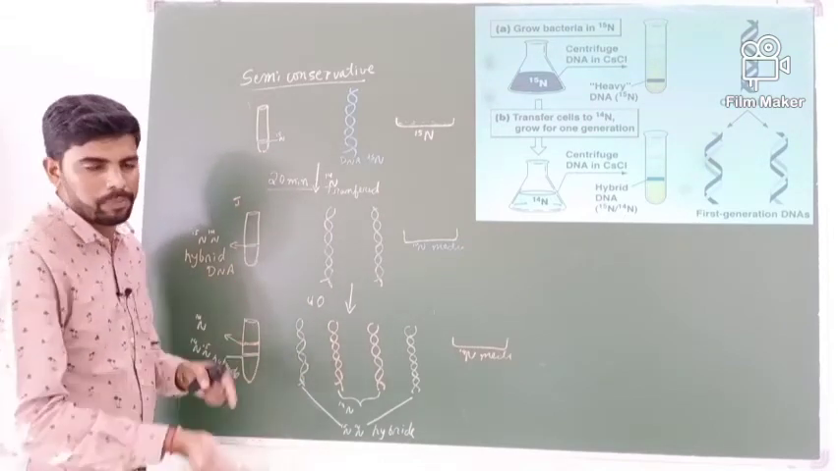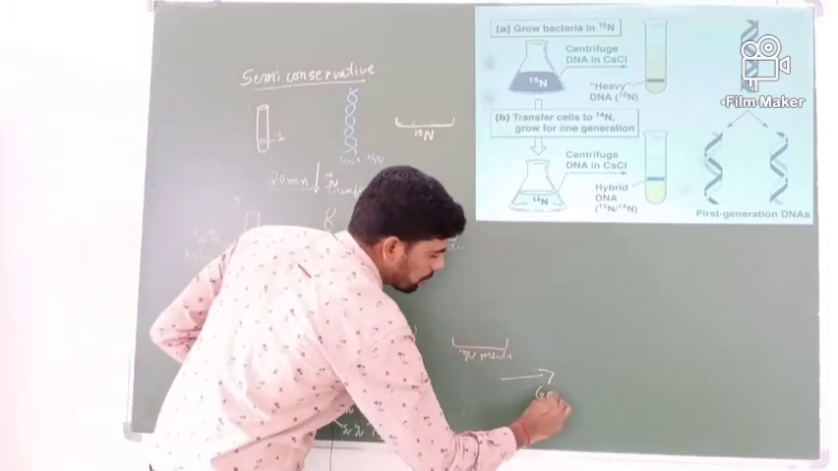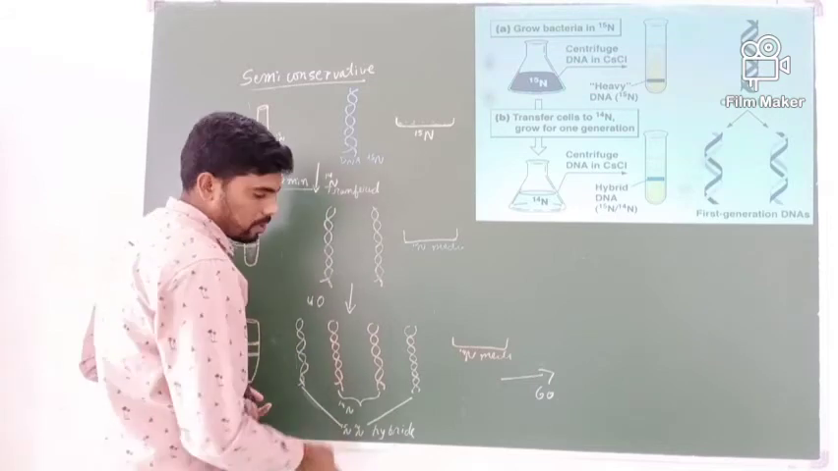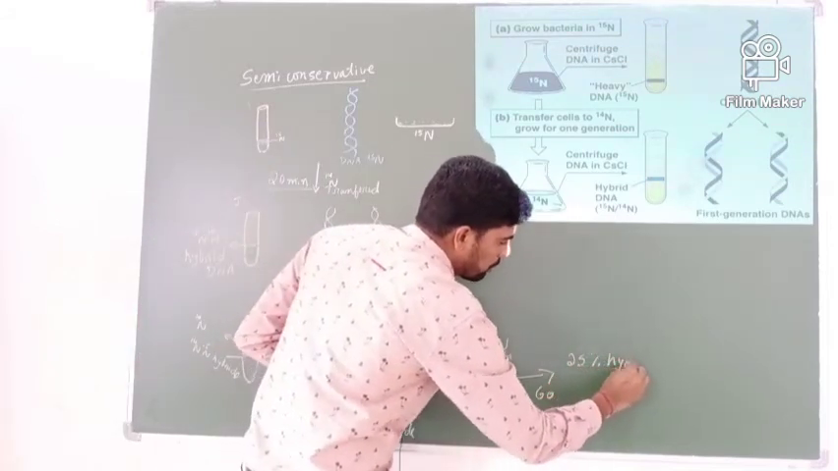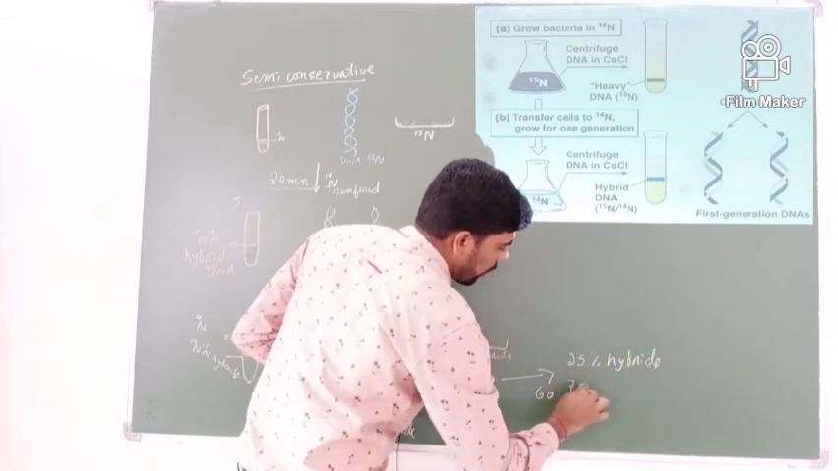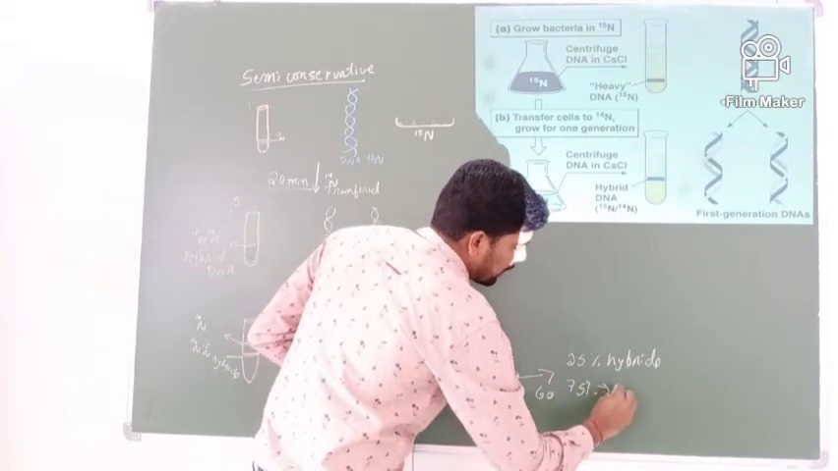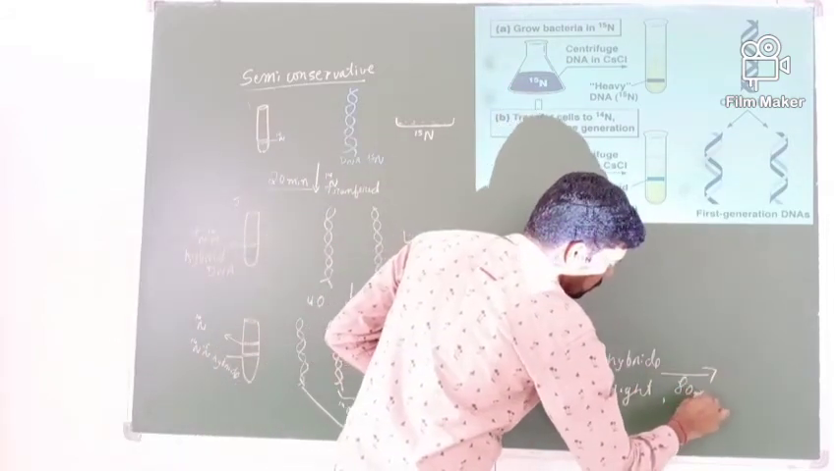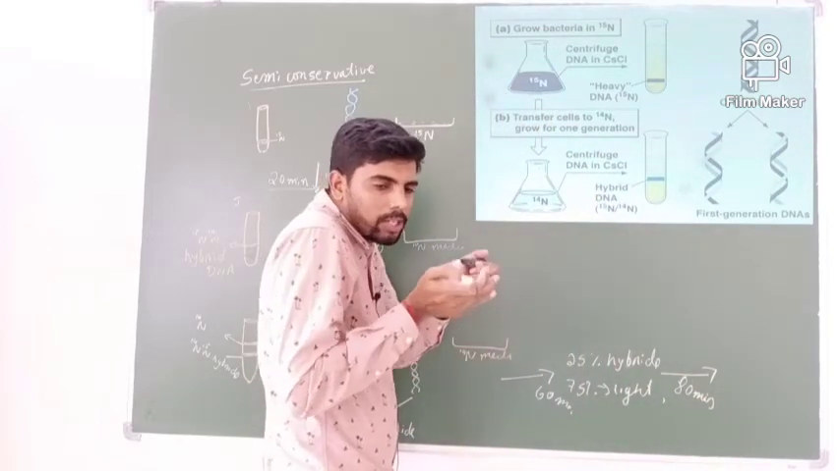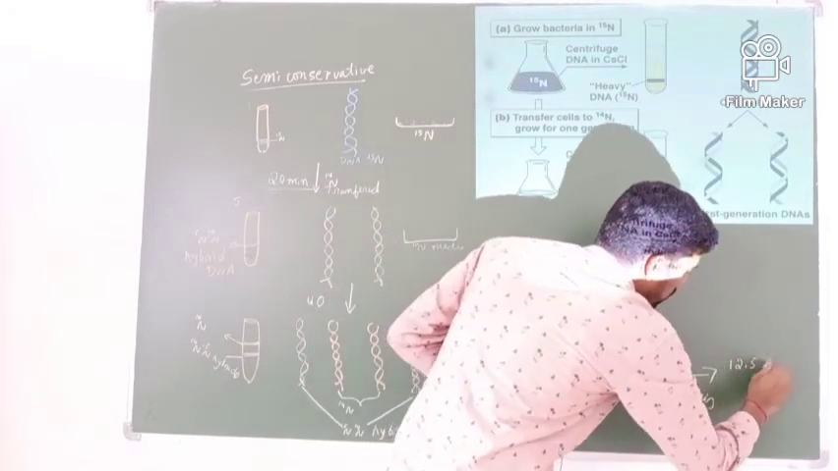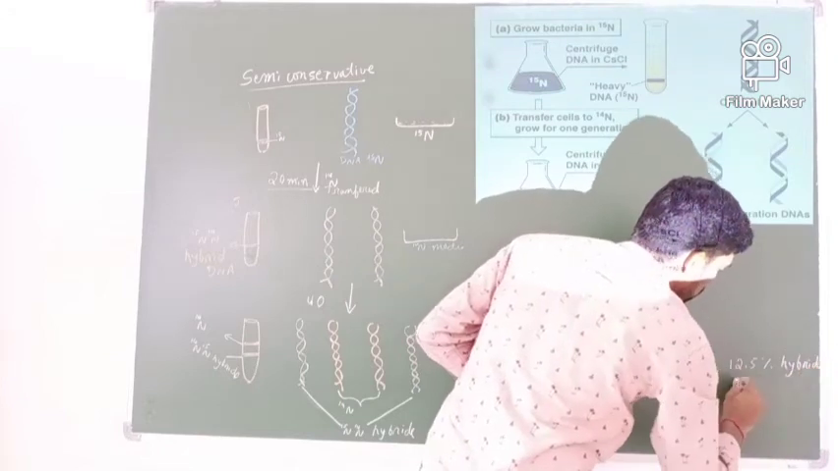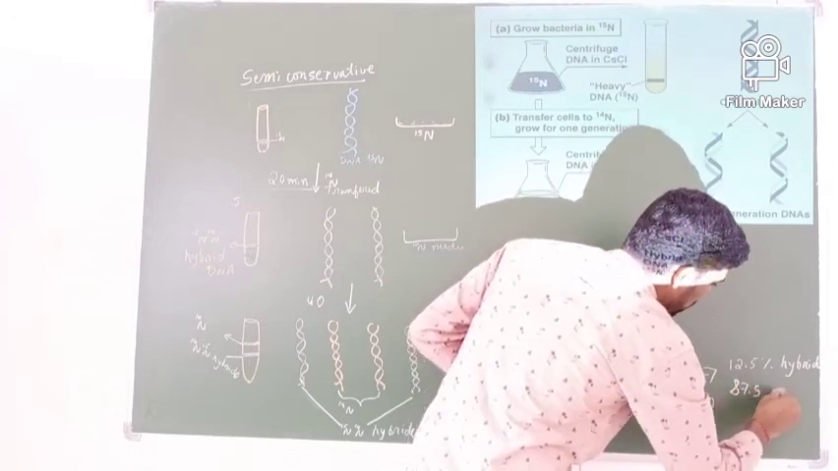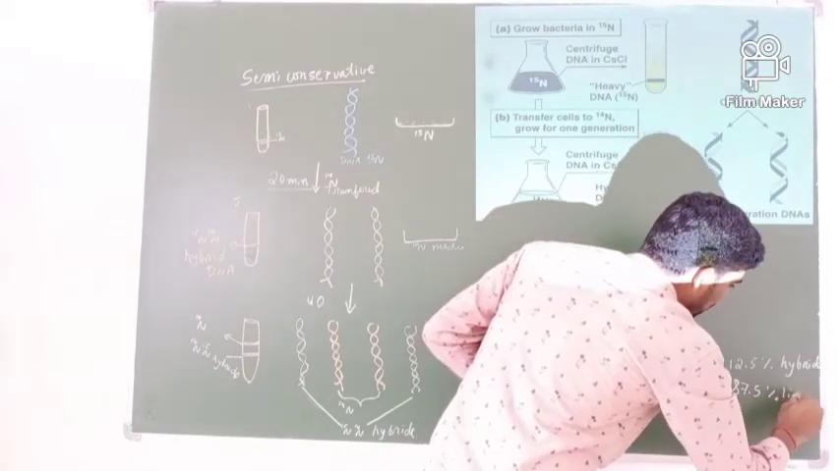As we continue that experiment this way in the same N14 media, after 60 minutes, 25% will be hybrid and 75% will be light DNA. In the same way, after 80 minutes, the parental strand percentage will be reduced: 12.5% hybrid, 87.5% will be light DNA.